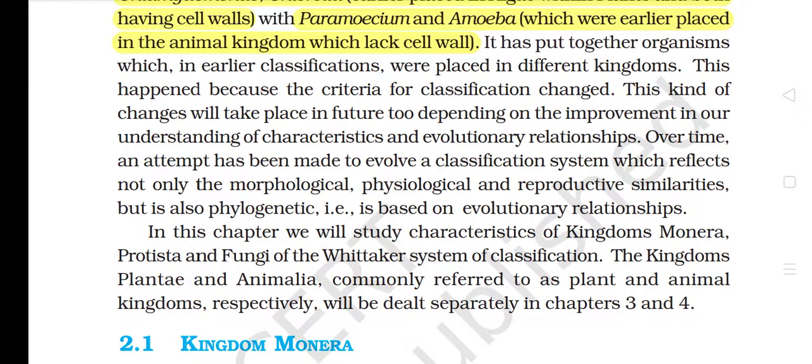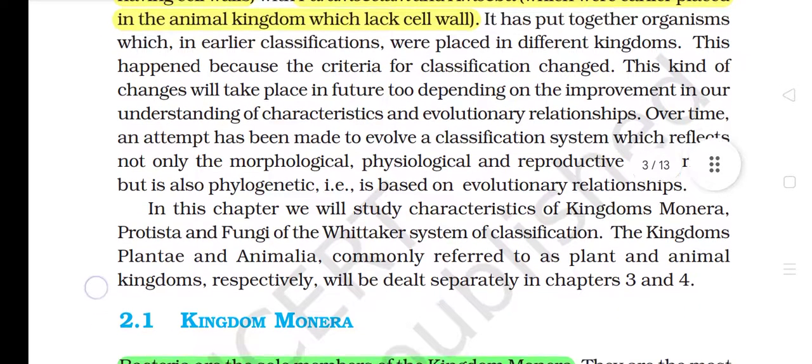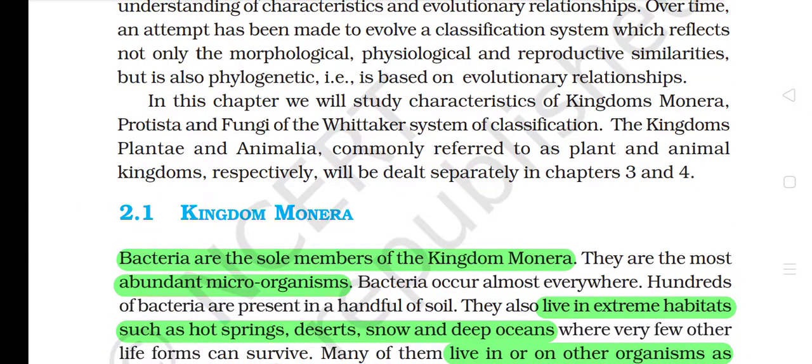evolutionary relationships. Over time, an attempt has been made to evolve a classification system which reflects not only the morphological, physiological, and reproductive similarities, but is also phylogenetic, that is, based on evolutionary relationships. In this chapter, we will study characteristics of kingdoms Monera, Protista, and Fungi of the Whittaker system of classification. The kingdoms Plantae and Animalia, commonly referred to as plant and animal kingdoms, respectively, will be dealt with separately in chapters 3 and 4.